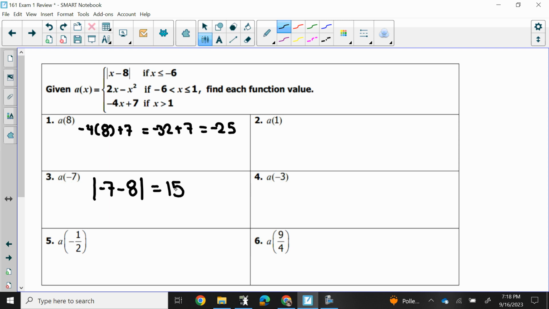I'm not going to do every single one of these, but this one is where it's 1, right? So that would be in this interval, right? So we'd be using 2 times 1 minus 1 squared. So that'd be 2 minus 1, which would just be 1. Okay? So that's what the point is for using a piecewise function.